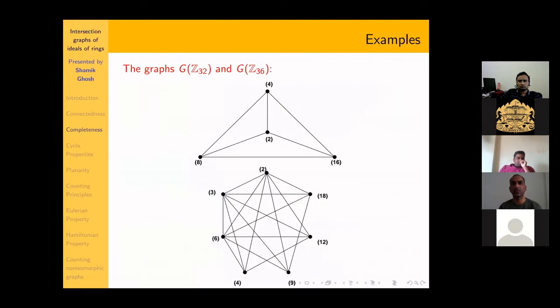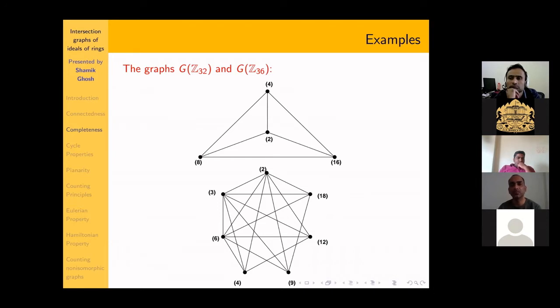Now from connectedness, we shift to studying the completeness of the graph, that is, when the graphs are complete. As I have shown you, there are two examples. One is of Z32, which is complete, the complete graph with 4 vertices, each adjacent to each other. But in the graph of Z36, there are a lot of vertices, but between 12 and 18 there is no edge, and between 9 and 12 there is no edge.